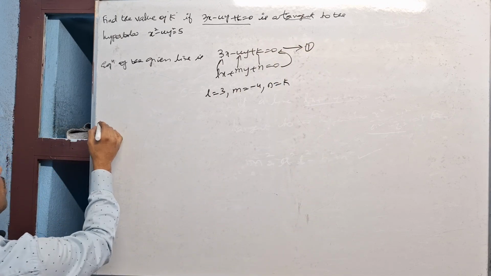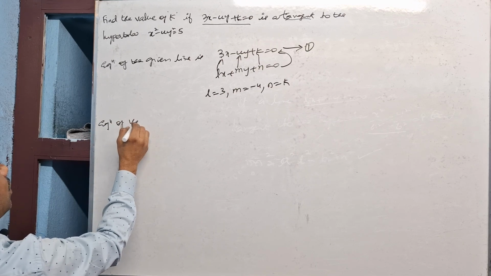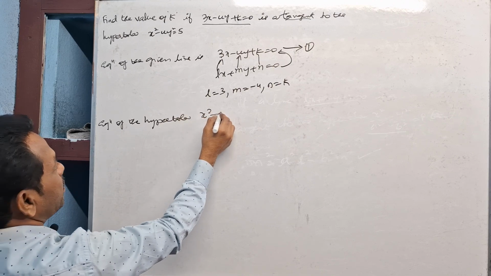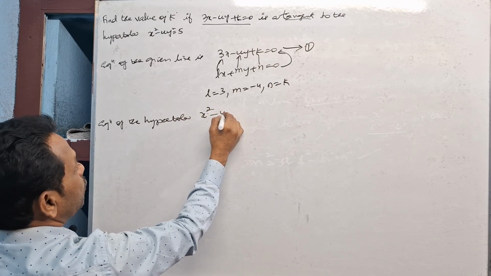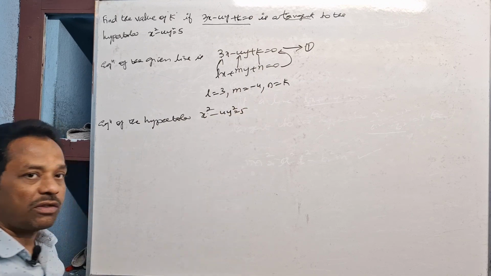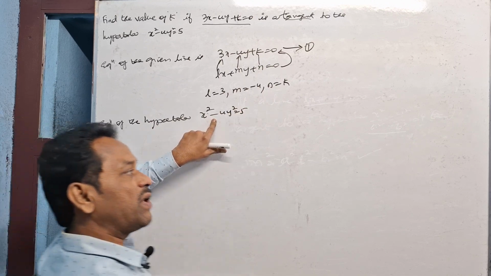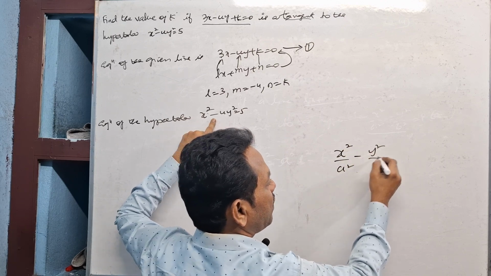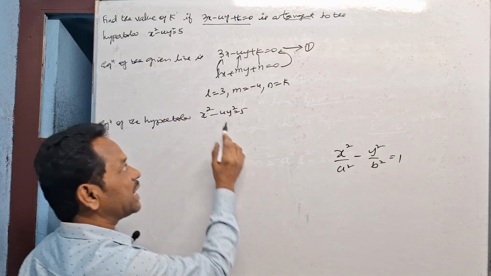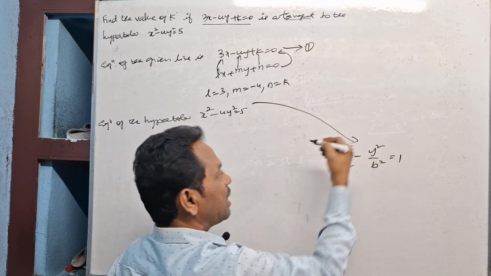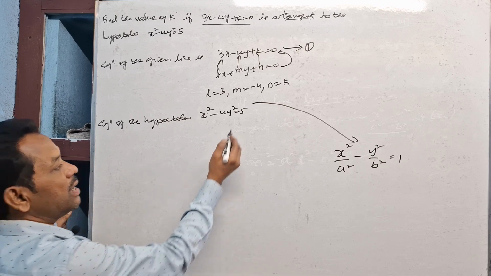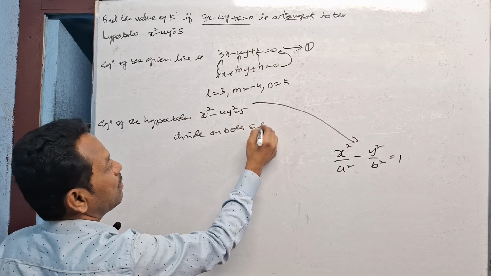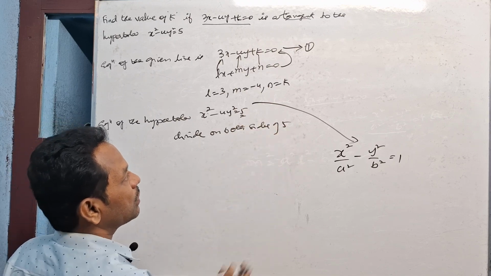Now also we know the equation of the hyperbola. Our hyperbola is x square minus 4y square equal to 5. Now always remember, the given hyperbola, you always have to change like x square by a square minus y square by b square equal to 1. So you have to express the given hyperbola like this. So for that, let us divide on both sides by the constant value 5.